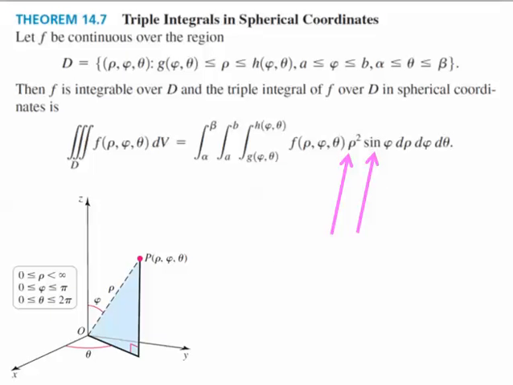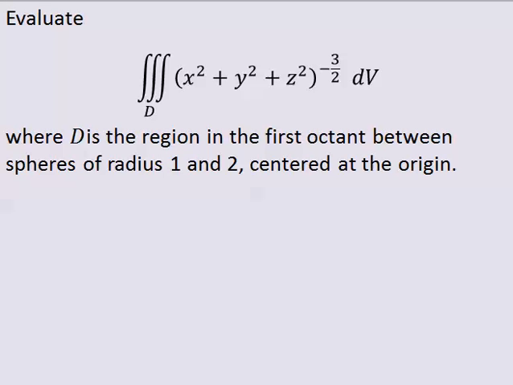The next example I'd like to do is one in spherical coordinates. Notice with spherical coordinates you have two extra factors, a rho squared and a sine phi. Evaluate this triple integral where D is the region in the first octant between spheres of radius 1 and 2, centered at the origin. That was awfully nice of them to center these spheres at the origin.